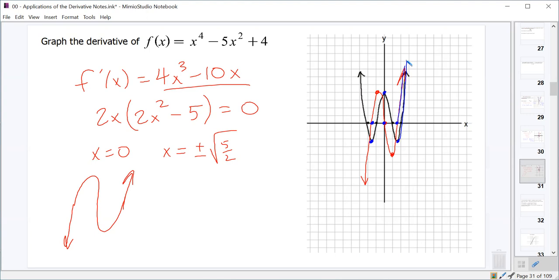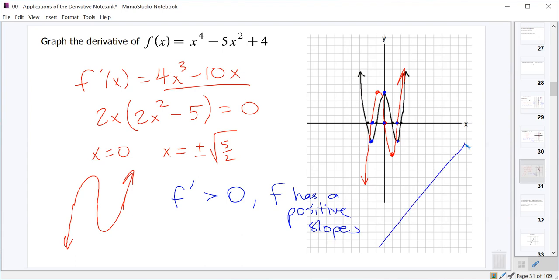And so that should hold up for any function, which makes sense because if a derivative is greater than 0, that means that the function f has a positive slope. Well, what do we know about positive slopes? We know that when the slope's positive, the function's going up. Right? And vice versa, if f prime was less than 0, f has negative slopes and should be going down, should be decreasing.